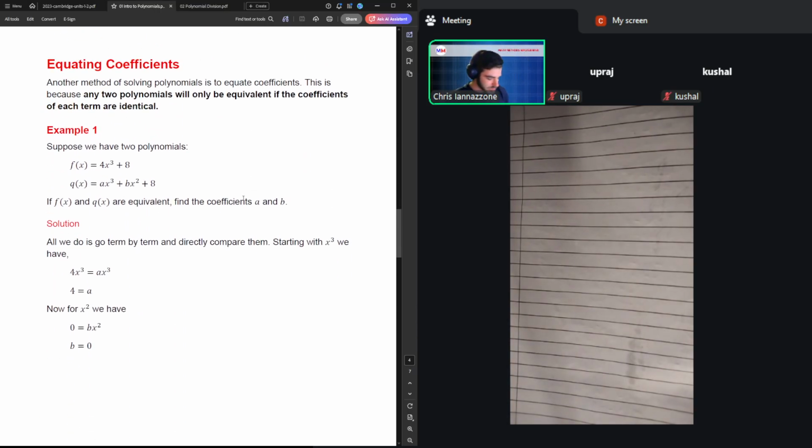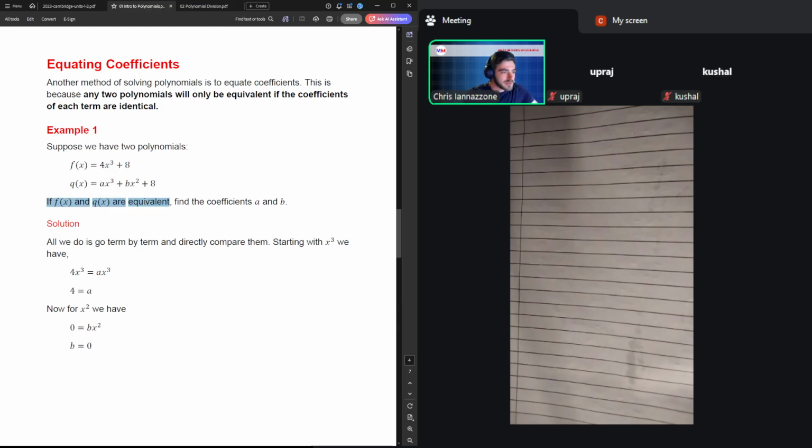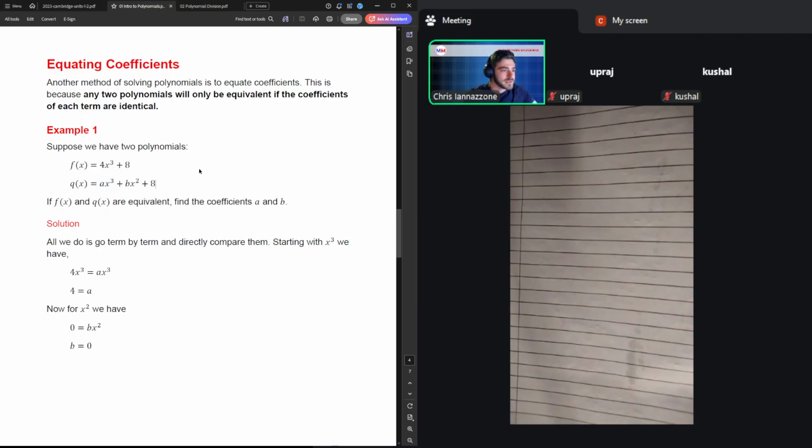Okay. So one of the first things that polynomials introduces, and it's kind of in quadratics as well, the same principle sort of applies, is if you have two polynomials that are equal to each other, like we're told here, f and q are the same, they are equivalent, then what you can do to solve one is actually just sort of compare it to the other. So for instance, we're told 4x cubed plus 8 is the same as this string of letters and numbers. Because they are the same, what you can essentially do is go term by term in the polynomials and compare them to each other directly.